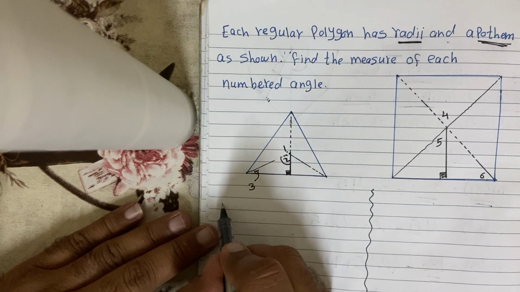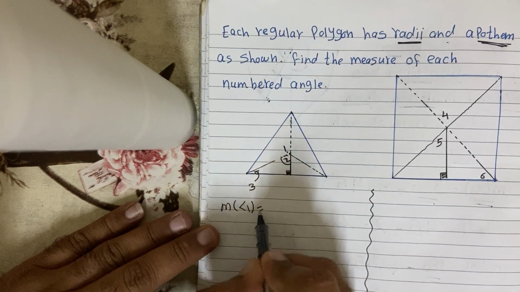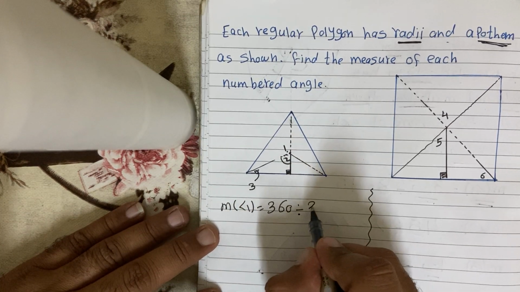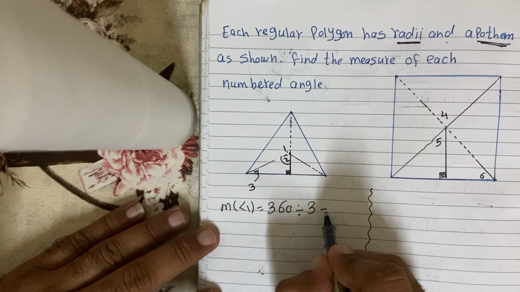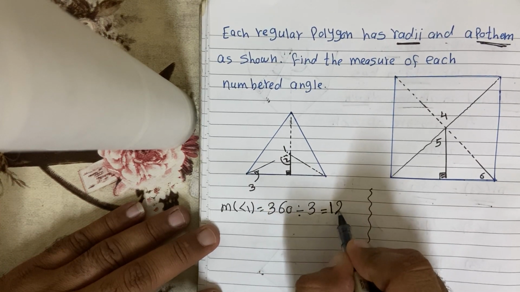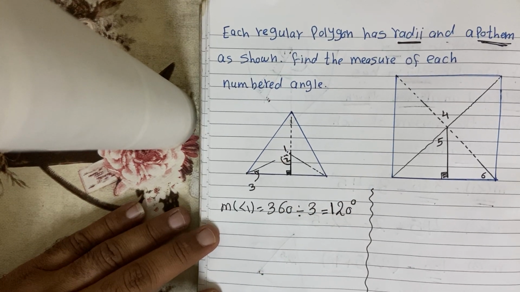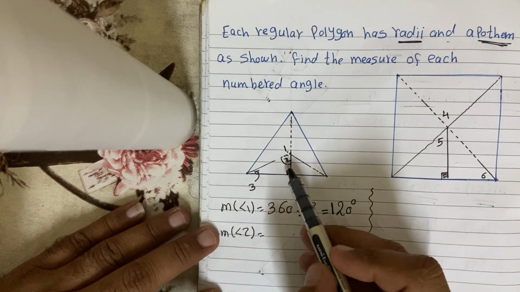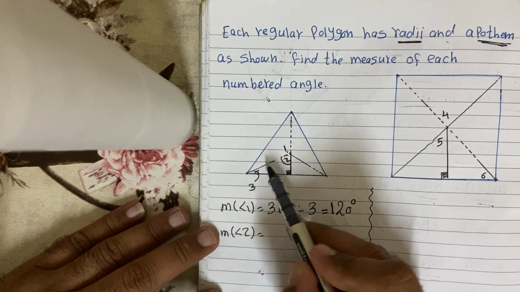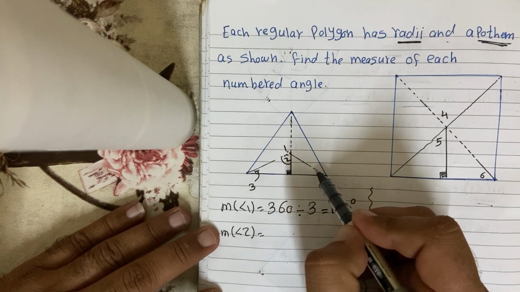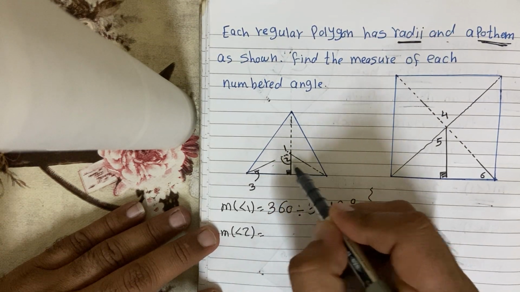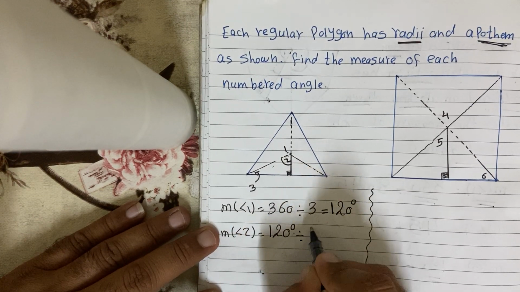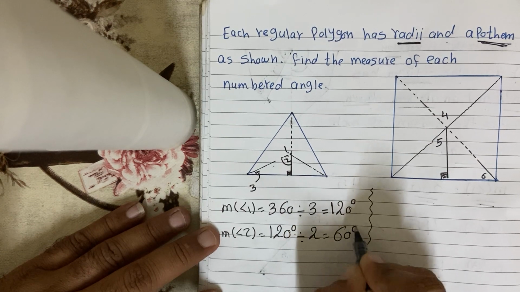As usual, measure of angle 1 equals 360 divided by what? Divided by 3, because it's a triangle. The answer is 120 degrees. After that, I need to find measure of angle 2, which is between the apothem and the radius. The apothem divides the angle into two congruent angles, so it will be 120 divided by 2, which is 60 degrees.